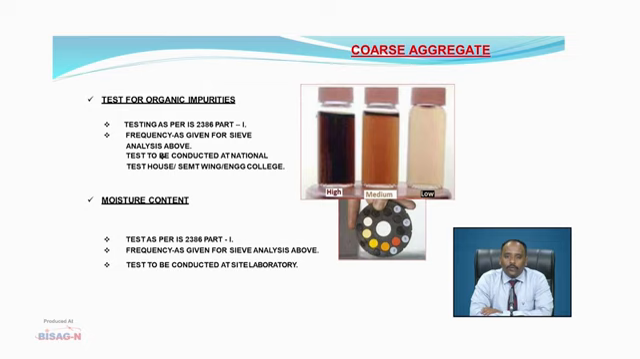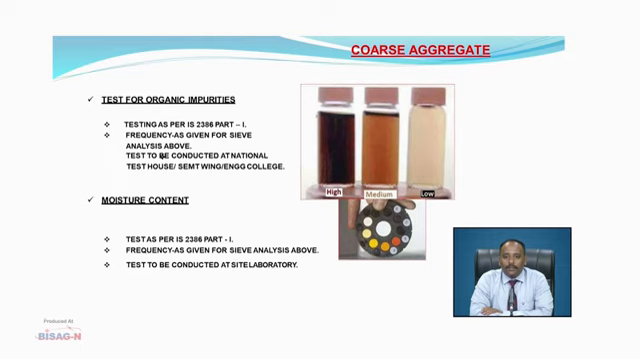Also, the coarse aggregate has to be tested for organic impurities. This testing will be carried out as per IS 2386 Part 1. The frequency will be the same as carried out for sieve analysis, which has been listed before. This test can be carried out at any of the National Test House, SCMT wing of CME Pune, or any NABL or approved engineering college as per the contract agreement.